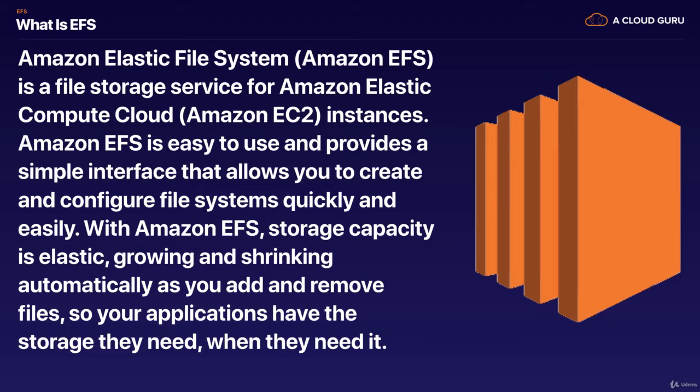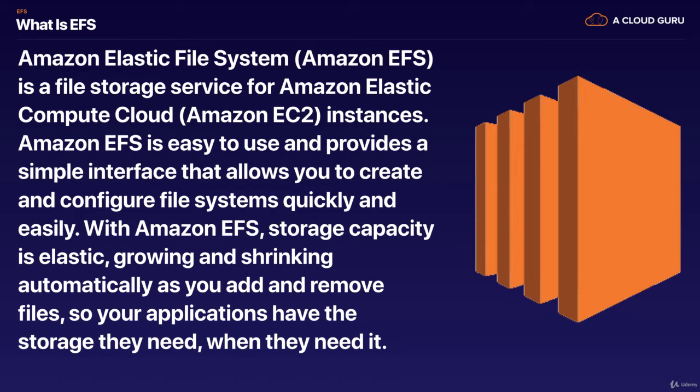So EFS is an easy-to-use service that provides a simple interface that allows you to create and configure file systems quickly and easily. And with EFS, storage capacity is elastic, growing and shrinking automatically as you add and remove files, so your applications have the storage they need when they need it. So it is actually really cool. Basically, if you provision an EFS instance, it will just grow automatically. So you could put a 1 terabyte file on there, and then add another terabyte. You don't need to pre-provision storage like you do with EBS. So EFS is great for basically file servers. It's a great way to share files between different EC2 instances.